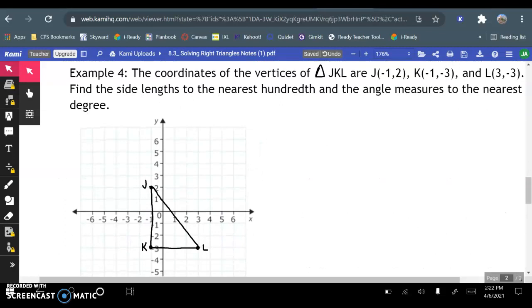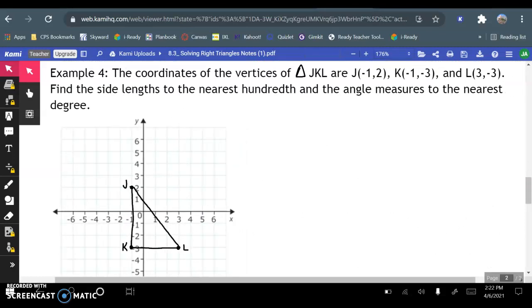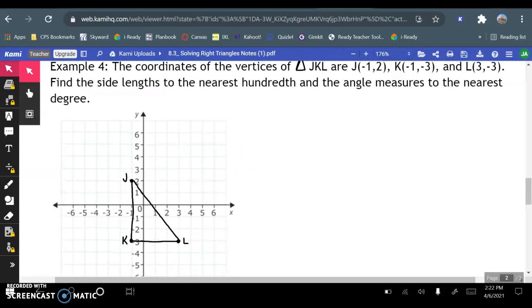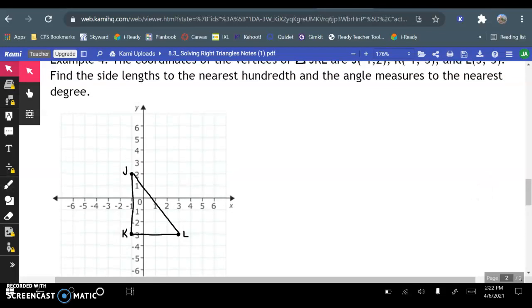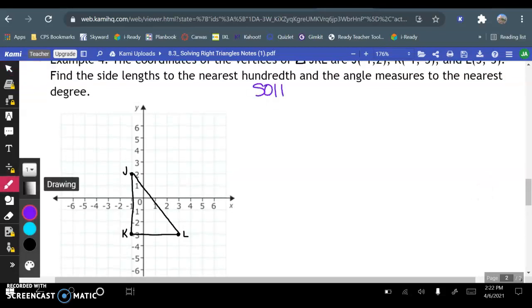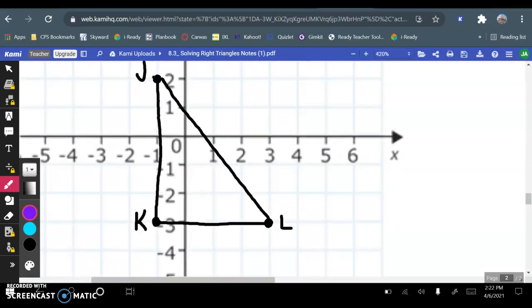And then for our last example here, we have the coordinates of the triangle JKL given, and I graphed it already for us. And we need to find the side lengths to the nearest hundredth and angle measures to the nearest degree. So again, we're going to use that SOHCAHTOA. So we can figure out side lengths on the two sides just by counting. So from 2 down to -3, that would be a 5. And then from -1 over to 3, that would be a 4. So we have that, and we also see that this is a 90-degree angle.